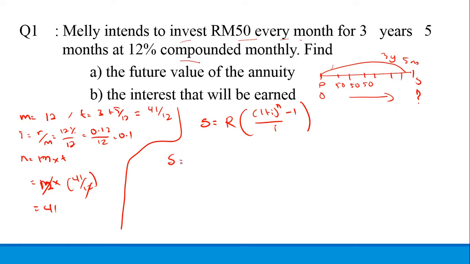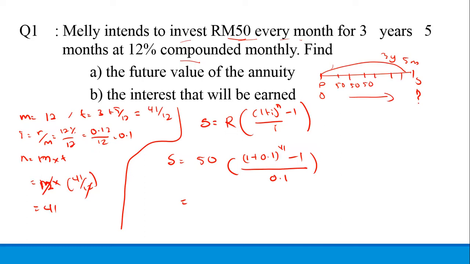Which is S equals, every month is 50 ringgit, 50, 1 plus i where i is 0.1, to the power of 41 minus 1, divided by i, which is 0.1. If you get the i in the form of a fraction, you can also use it like this, no need to make it decimal places. But if you get only 1 or 2 decimal places, it's also okay.